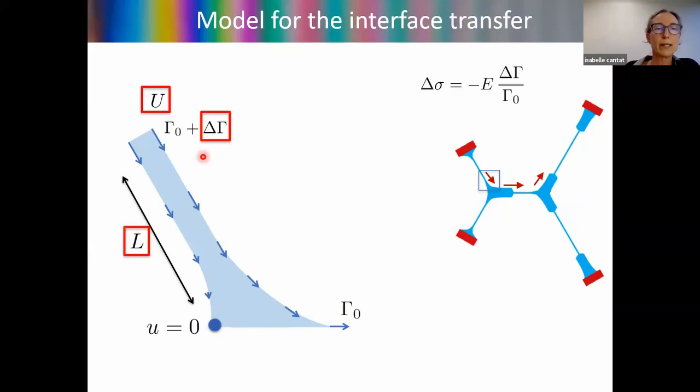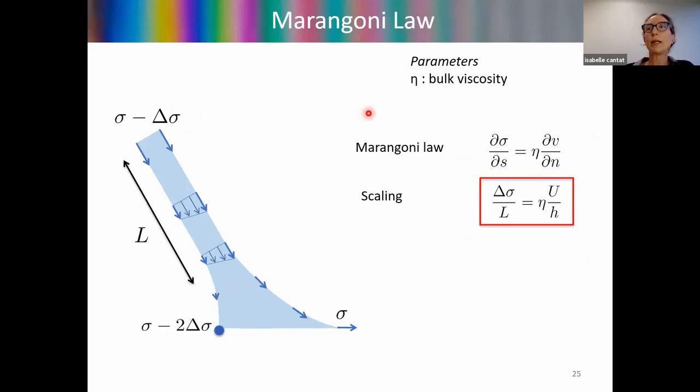So now we need to relate these three quantities to build our dissipative model. And actually all the troubles of this meniscus come from this frustration here. The interface cannot slide to the other side. So our first coupling will come from what we call the Marangoni law. The parameter will be eta, the bulk viscosity of the foaming solution. And the Marangoni law simply expresses the tangential stress balance at the interface.